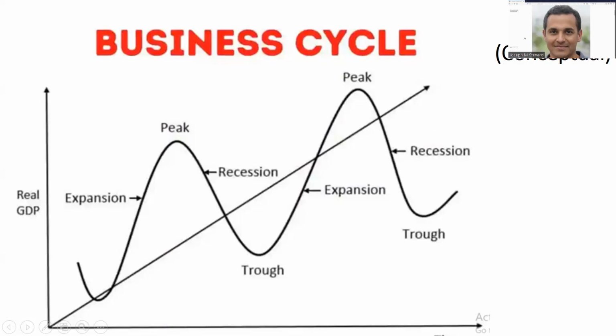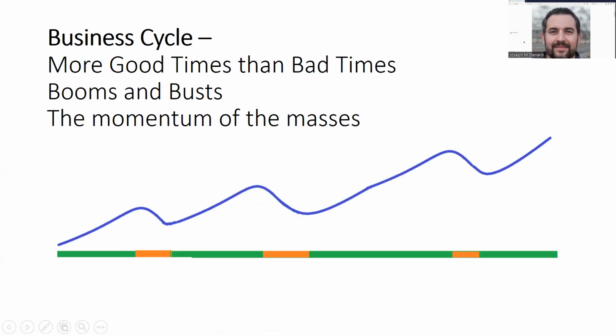Now let's take a look at a different way of seeing the business cycle. And this is a better representation. What we have is more years that are growing than years that are shrinking. And along the baseline here, we have green zones, or years that are growing years, and then the orange are the recessionary years. And we mentioned that over the last 100 years, we've had 14 recessions.